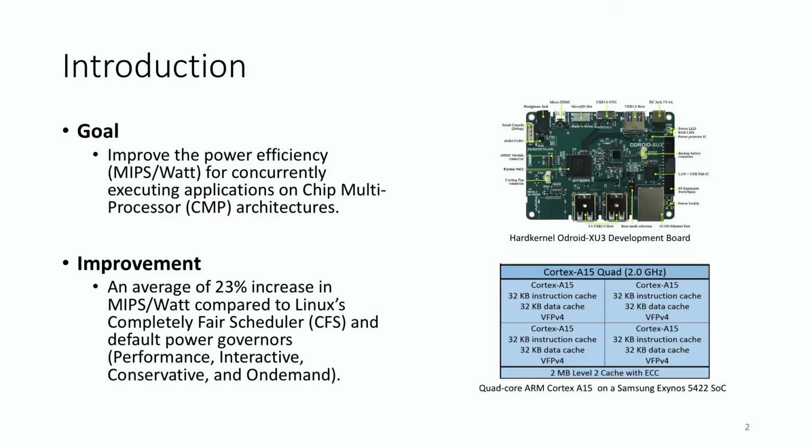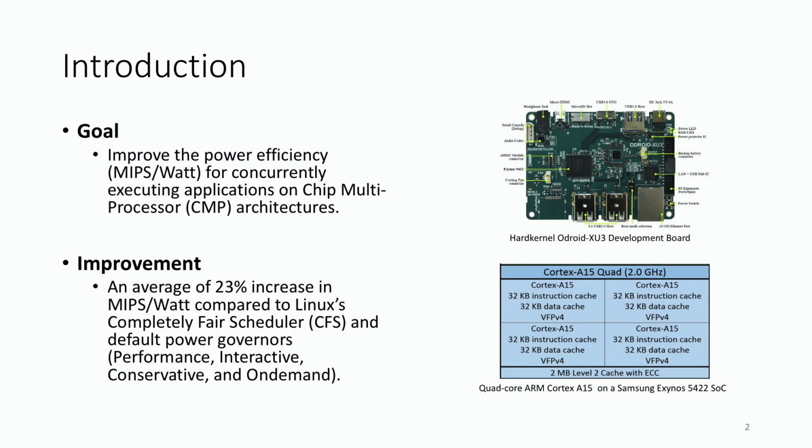In our paper, we present a methodology to improve the power efficiency of concurrently executing applications on chip multi-core processors. We utilize a combination of hardware-based application profiling and multi-layer perceptron artificial neural networks to design a runtime manager that predicts the lowest possible frequency at which an application meets its minimum performance requirement.